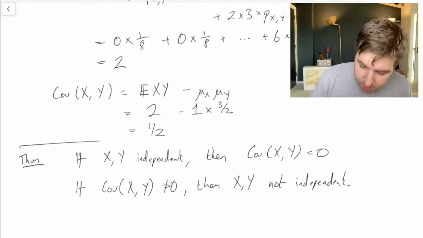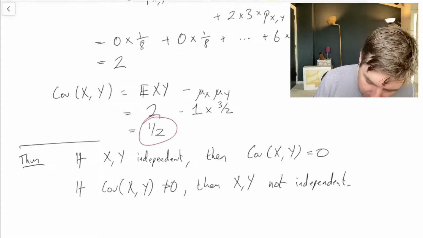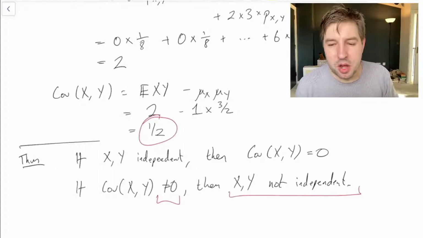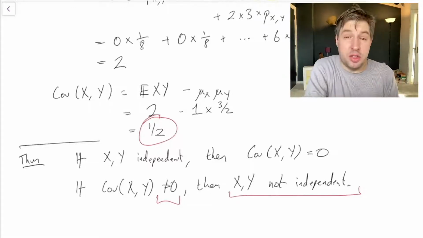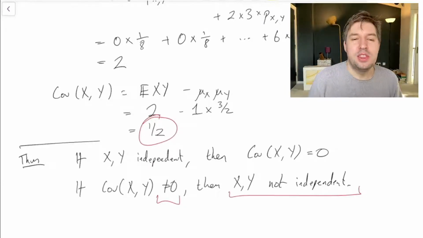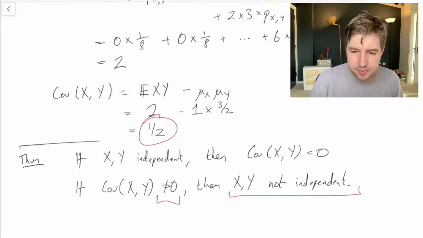Note, in the case that we just did, we found that the covariance was a half, which means it's non-zero, which means that our x and y are not independent. We already knew that. We checked the definition earlier. But this gives a second proof that our x and y are not independent.